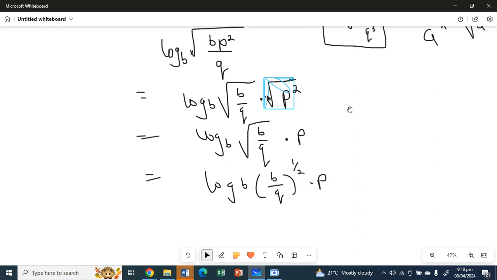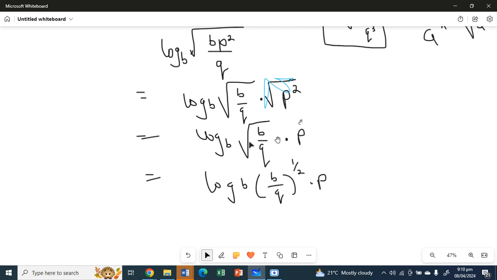First things first, we want to get rid of this radical completely. We've partially got rid of it on the p side. We've still got a radical here, but we're going to deal with it in the next step. But first, we've got rid of the radical that's attached to p squared. We've got the square root of p squared, and that is p.